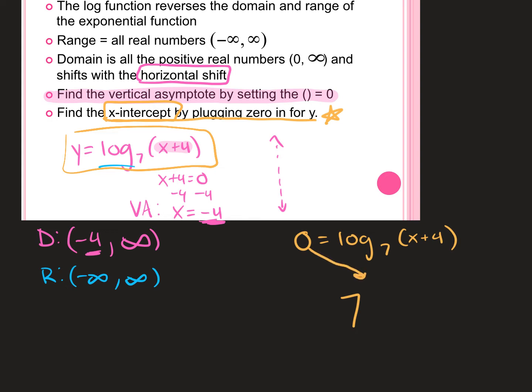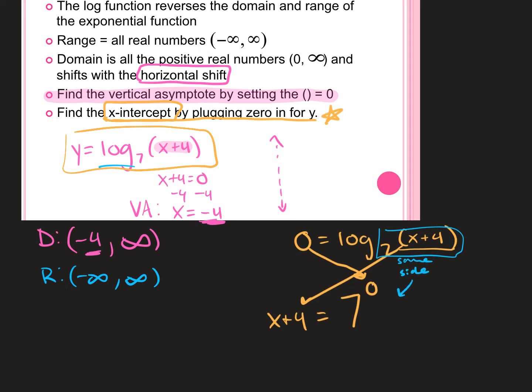What it's equal to becomes our exponent, and what we're taking the log of, what's in the parentheses over here, goes on the other side of the equal sign, so x plus 4. So we just flip the order. In here, it looks like it's 7 raised to the power of x plus 4. It's not, it's log base 7, but those two will never be on the same side. So if they're on the same side here, they're not on the same side when we flip it.